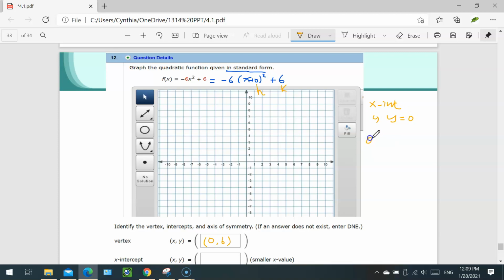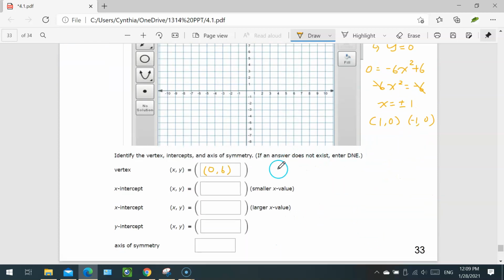So that means the whole function: 0 is equal to -6x squared plus 6. Bring the 6 to the other side, you get -6x squared equals -6. So -6 divided by -6, that means your x equals plus or minus 1. So you have two x-intercepts at 1, 0 and -1, 0. So let me fill in the x-intercept. We have to fill in the smaller x-intercept first, right? So the smaller x-intercept would be -1, 0. I hope I input it right. The largest x value will be 1, 0.